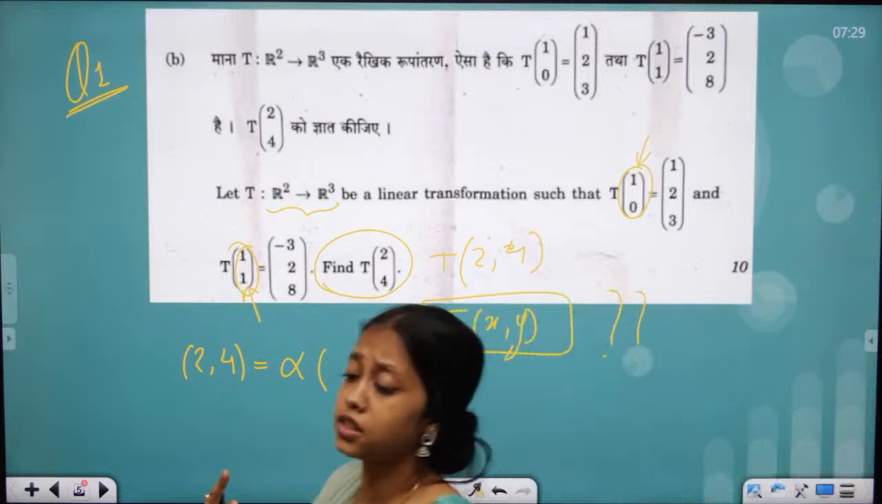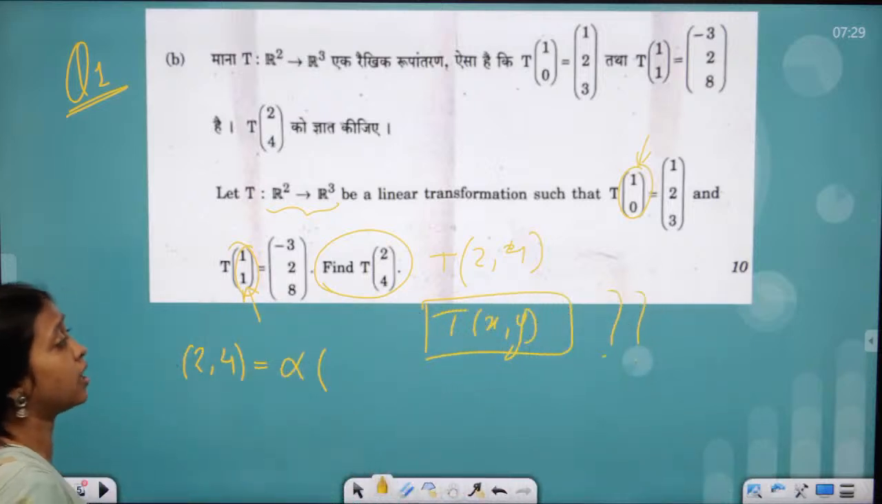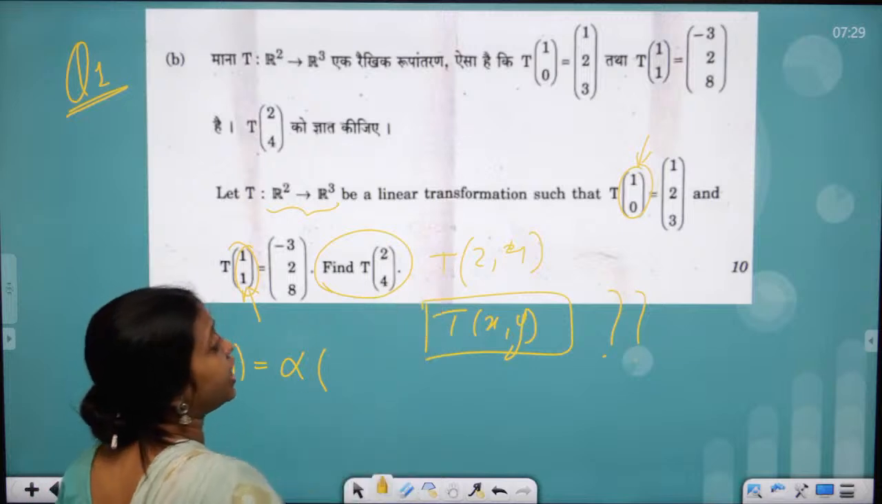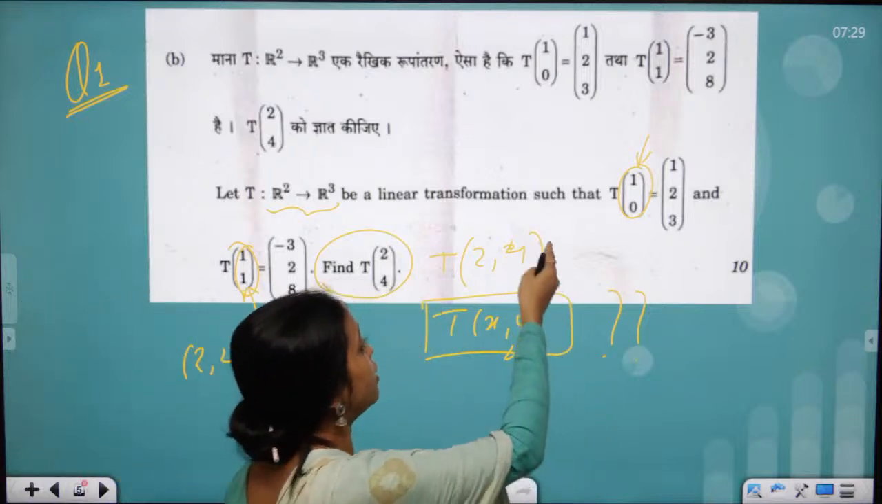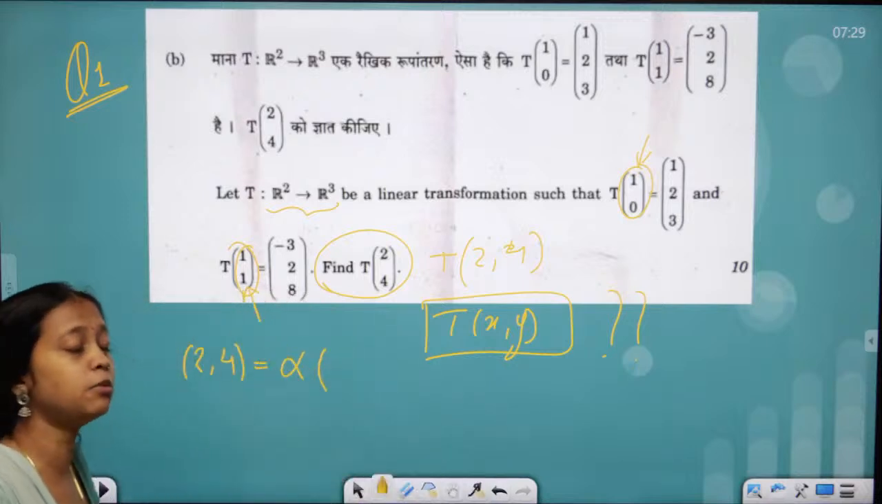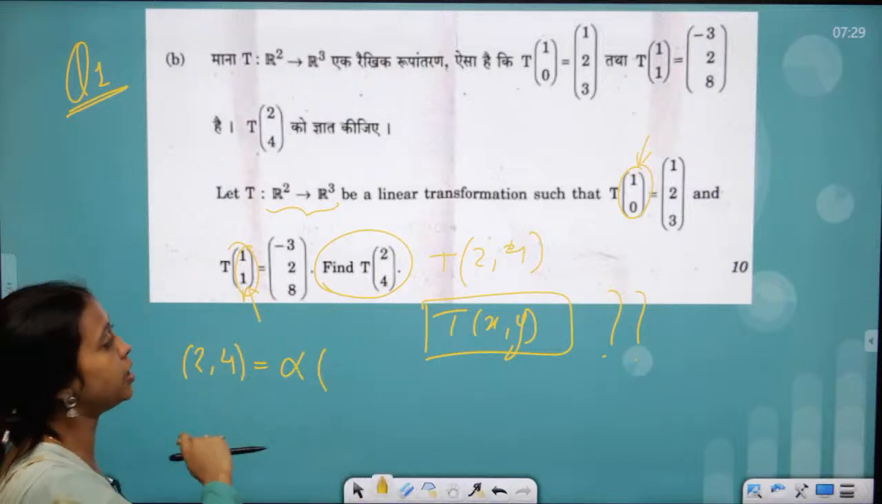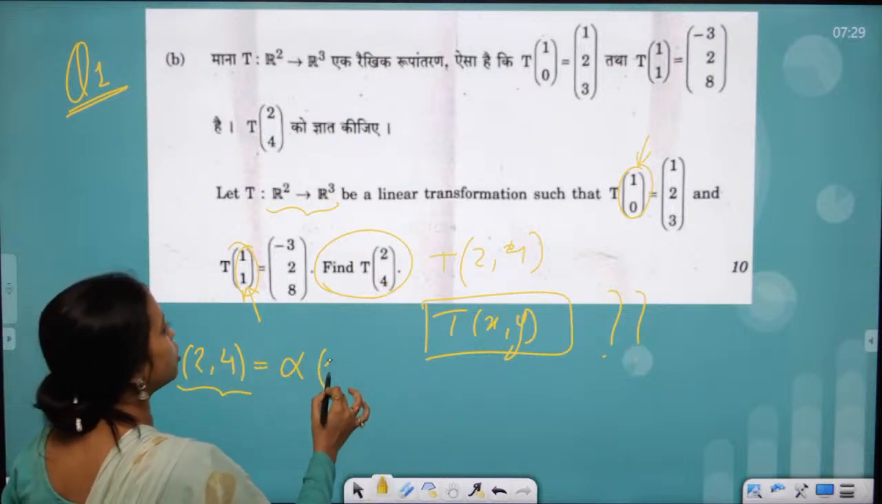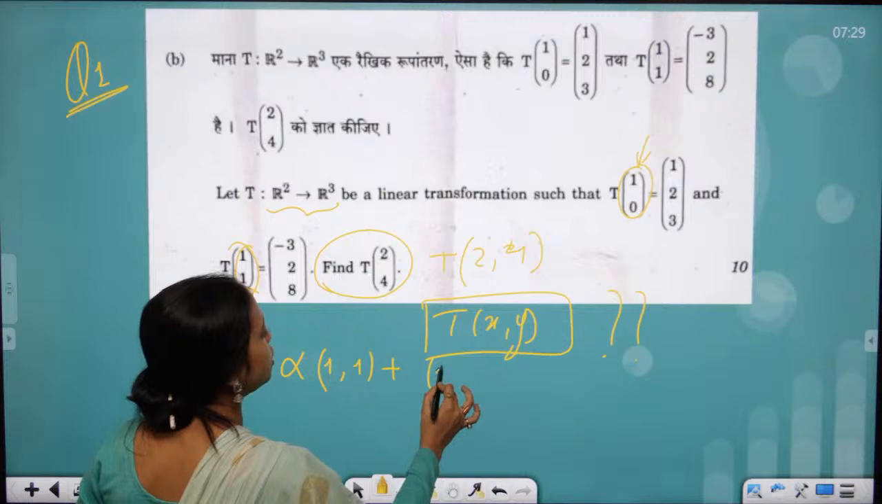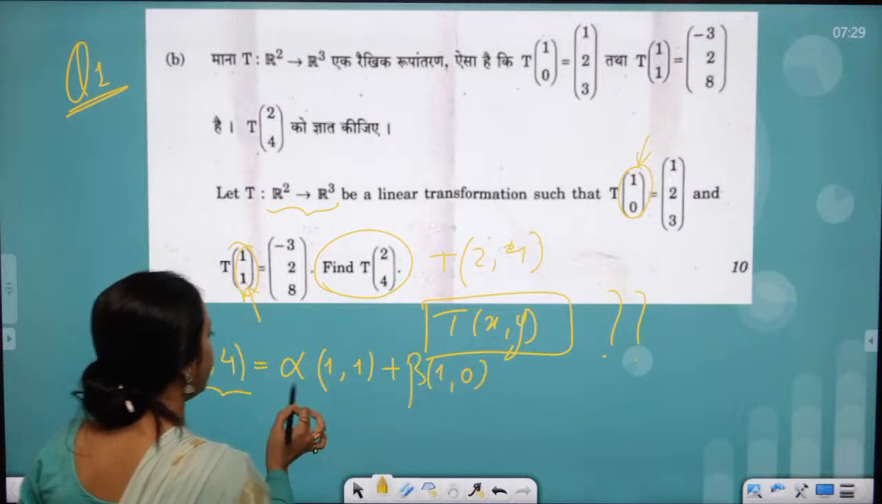This is the second definition of the basis, which we have also done in the class. The first is spanning and linear independence, and the other is the maximum linearly independent set. This is a maximum linearly independent set, so you have the basis. So you can write (2, 4) as a linear combination of (1, 1) and (1, 0). You just need to find this alpha and beta.